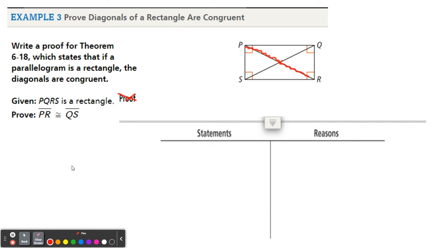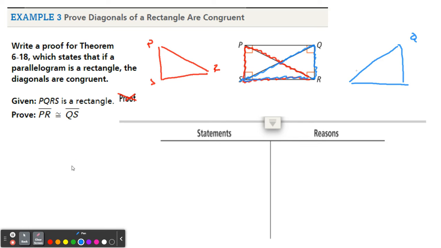I'm going to use triangle PRS, and then triangle QSR. I know that because these overlap and there are right angles involved, I can prove these 2 triangles congruent, and then PR and QS are corresponding parts of those congruent triangles. So I'm going to draw the triangles separately. Here's the one: P, R, S. And again, it's in blue, so I'll continue that on. Sorry about the quick, terrible drawing. And then Q, S, R.